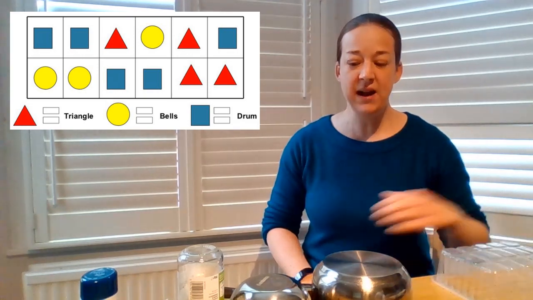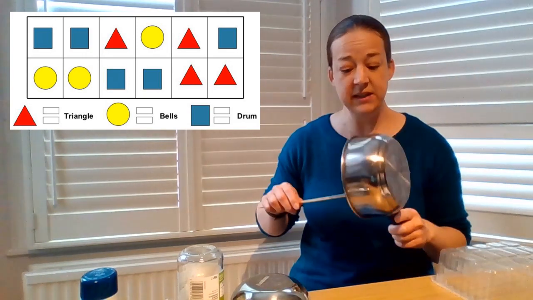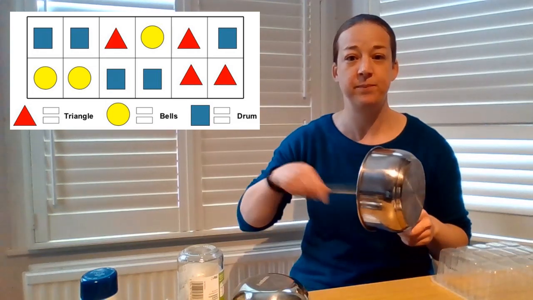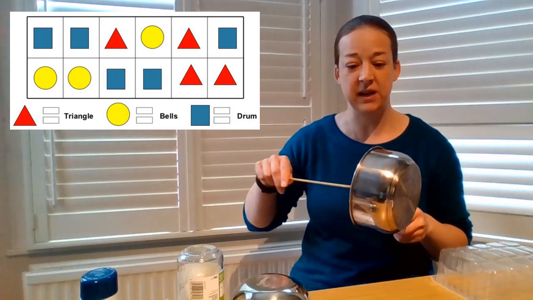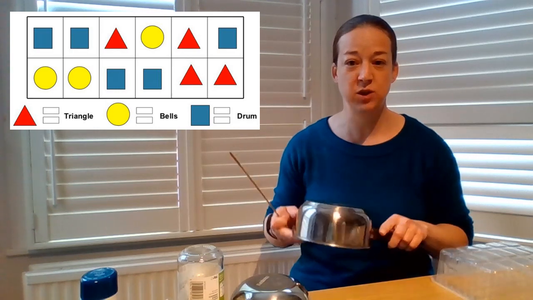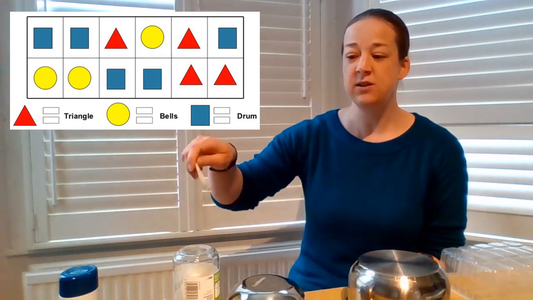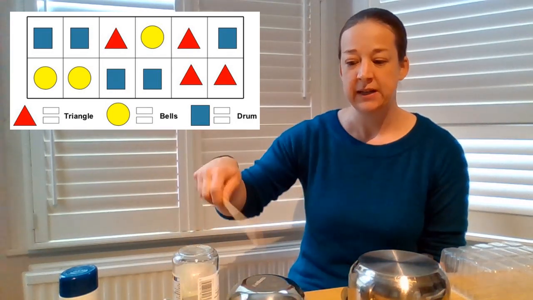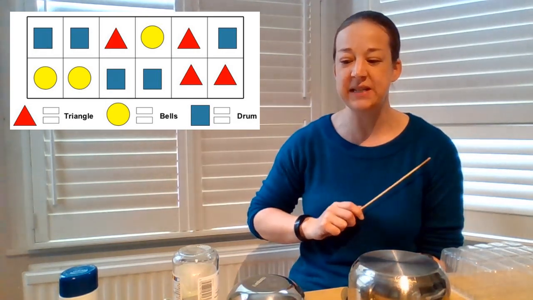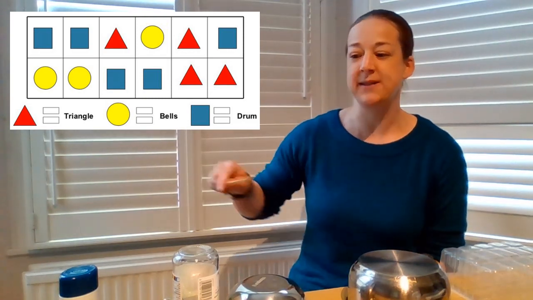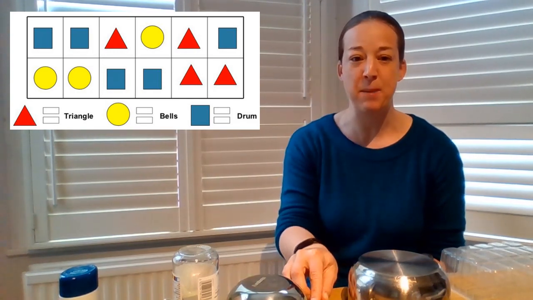Now, for my triangle, I don't have one of those to hand either. So I found this saucepan. I've got my bamboo skewer. And that's going to be my triangle sound. So just like a ting-a-ling-a-ling. That's my triangle. And then for my bells, I am using two different things here. So I've got a glass jar and another pan, just because they make quite a high pitched noise, a little bit like a bell or our chime bars. So here's my bells. So that's what I'm going to play for my bell part.